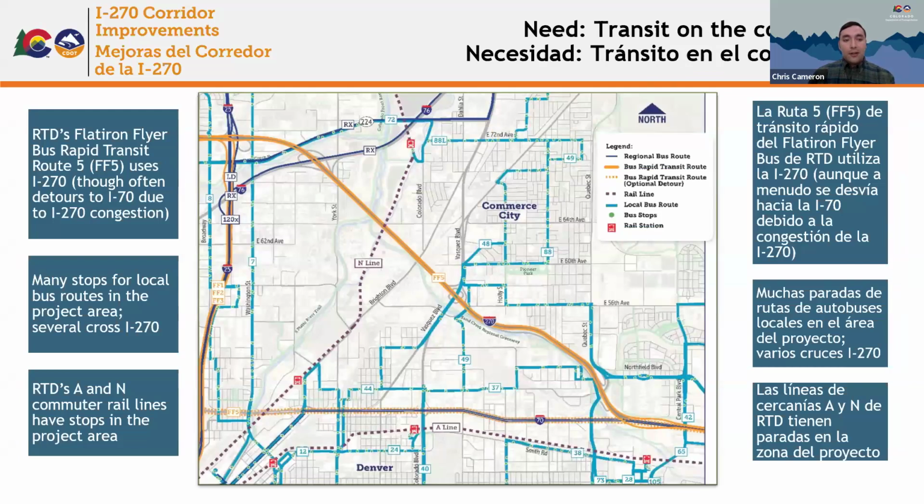Transit on the corridor. The Flatiron Flyer 5 route between Boulder and the Anschutz campus follows I-270. I-270 is the shortest length for the route, but bus drivers often detour to I-25 and I-70 to avoid the congested conditions and unreliable travel of I-270. I-270 also affects local bus travel, both for routes that cross I-270 and operating on local roads that become congested when drivers on I-270 divert to local roads to find a faster route.